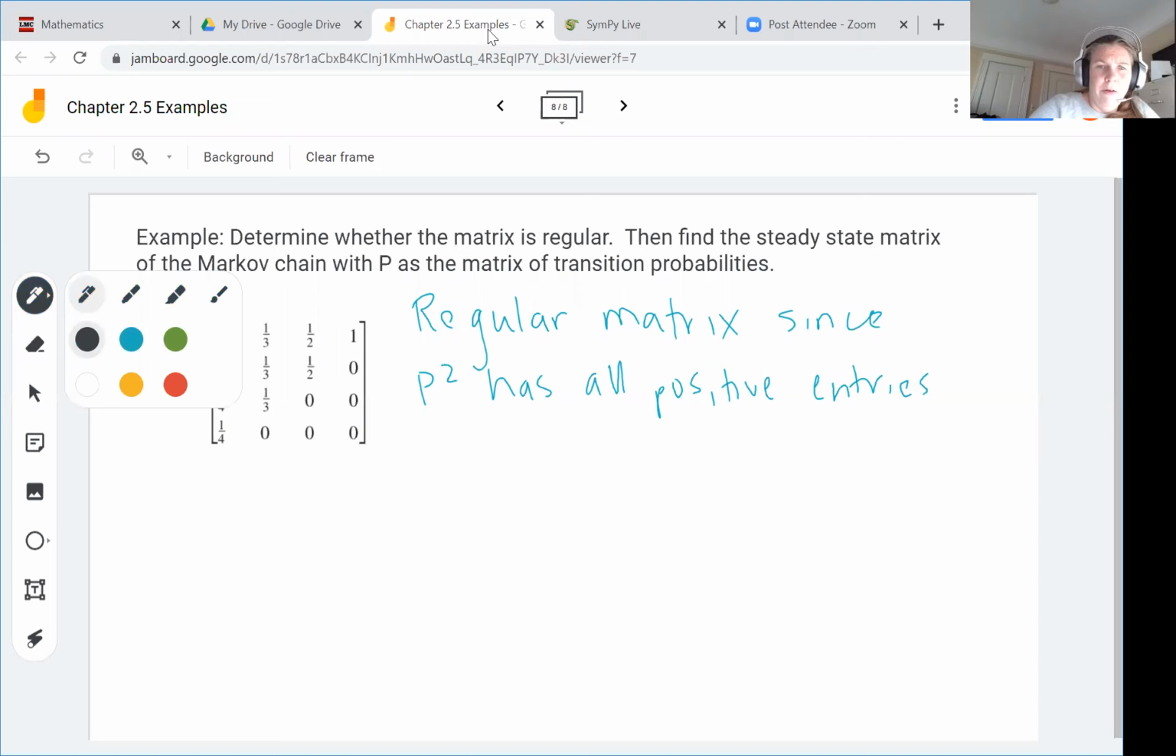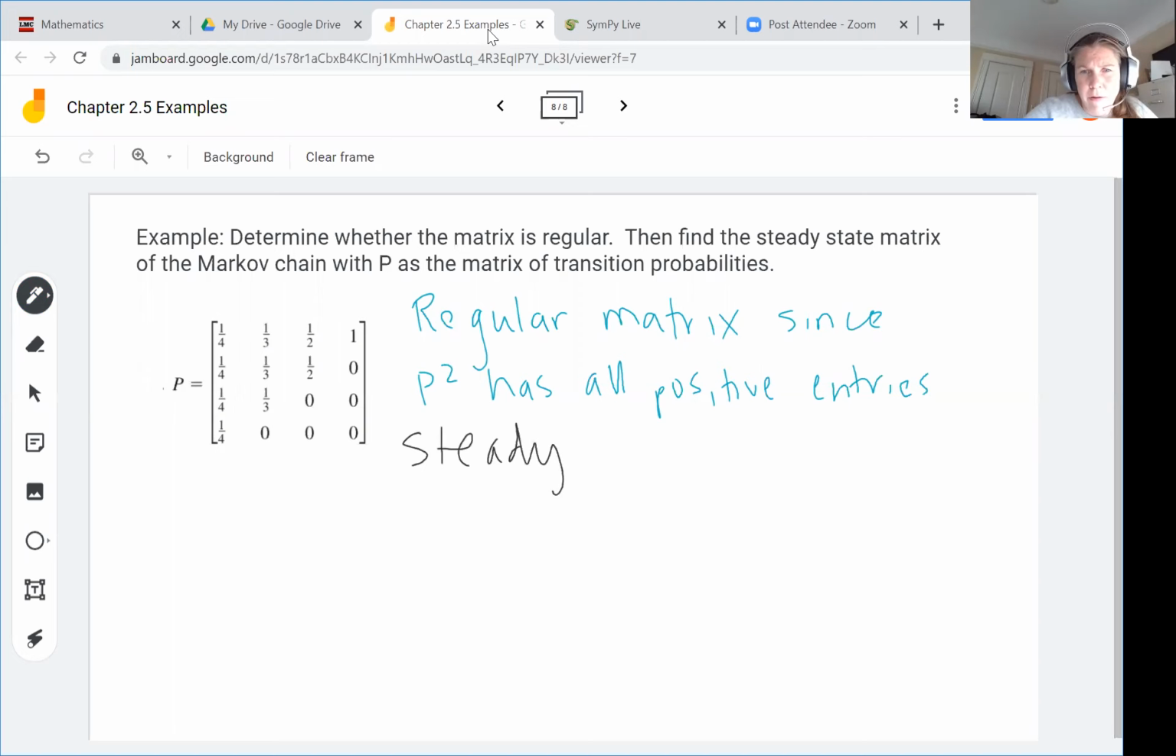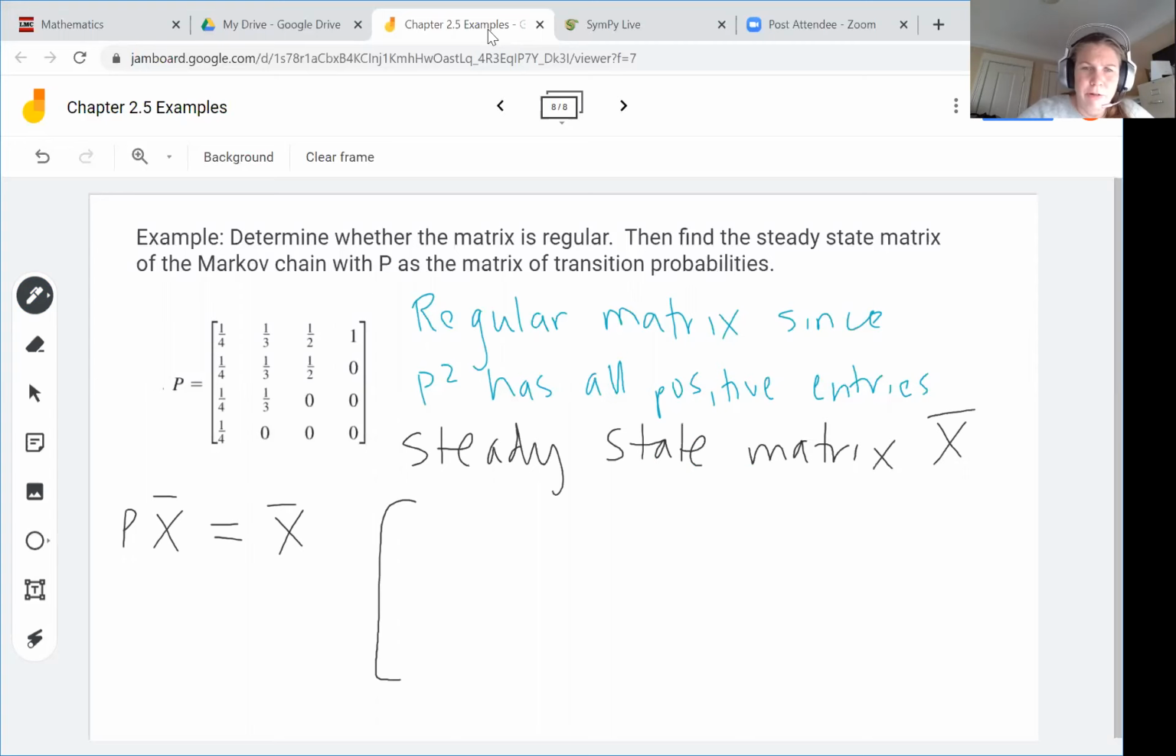So we are looking for the steady state matrix X bar, as we indicated with the bar on top. And so we want to find where, when we multiply the transition matrix by the steady state matrix, we get out again the steady state matrix. So we can write this as our matrix, treat our transition matrix here as a coefficient matrix.